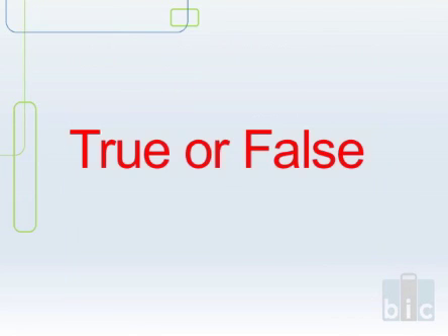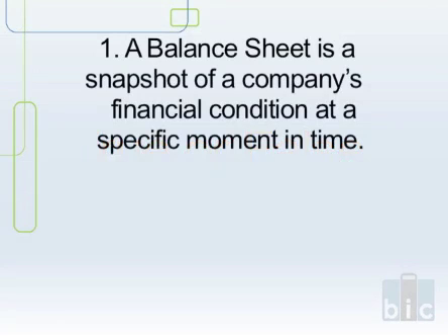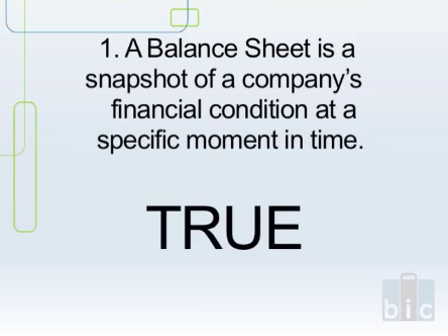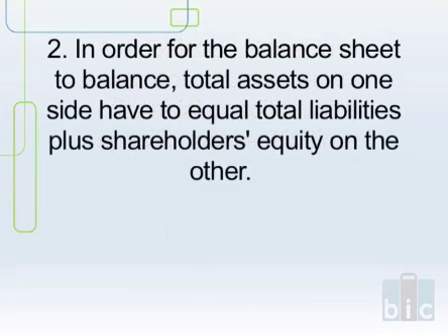It's time to test yourself. Answer true or false. A balance sheet is a snapshot of a company's financial condition at a specific moment in time. In order for the balance sheet to balance, total assets on one side have to equal total liabilities plus shareholders' equity on the other.